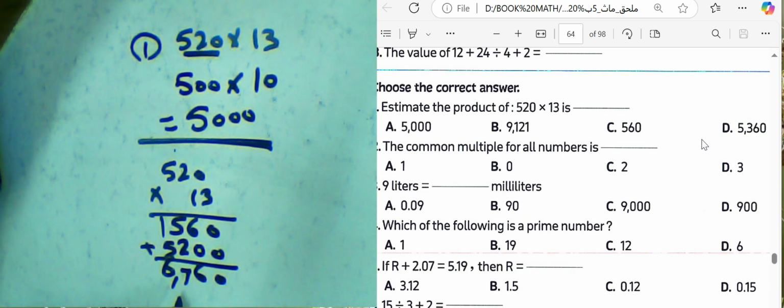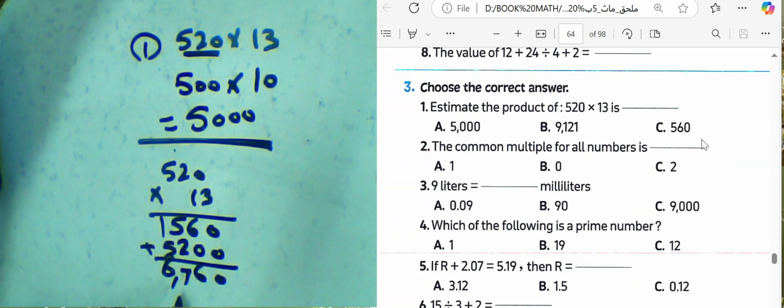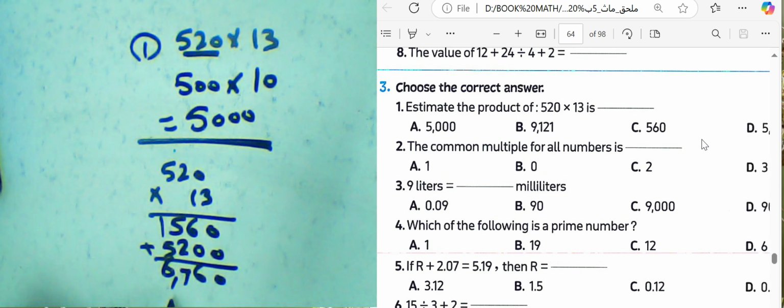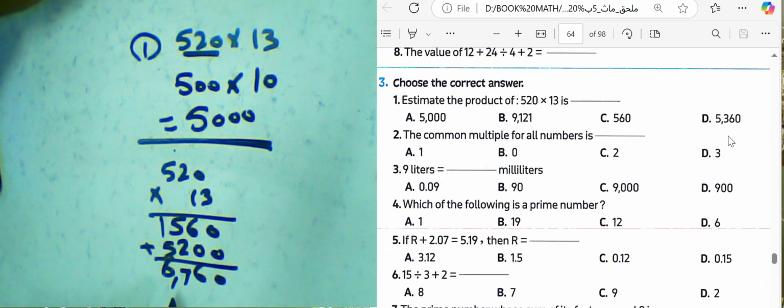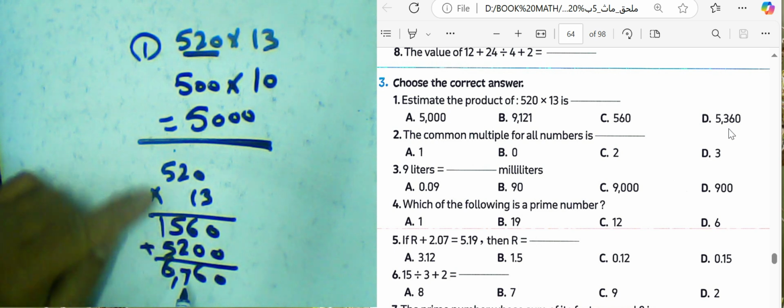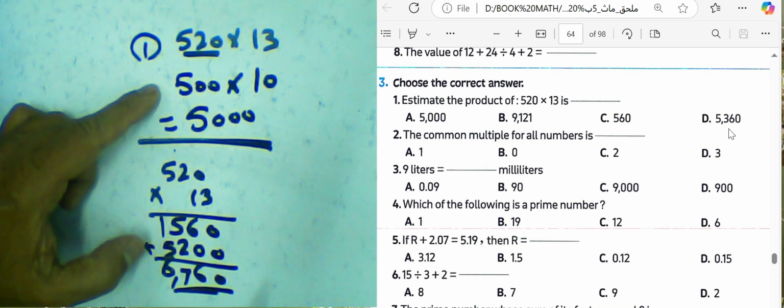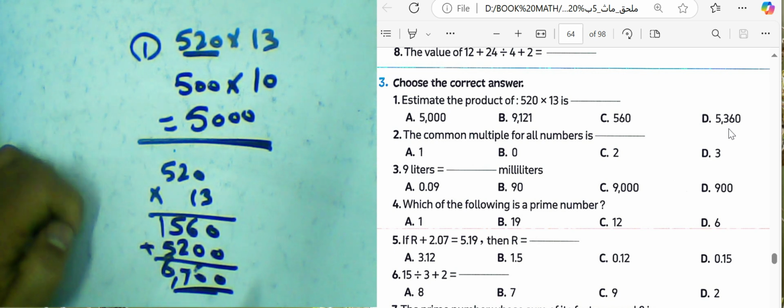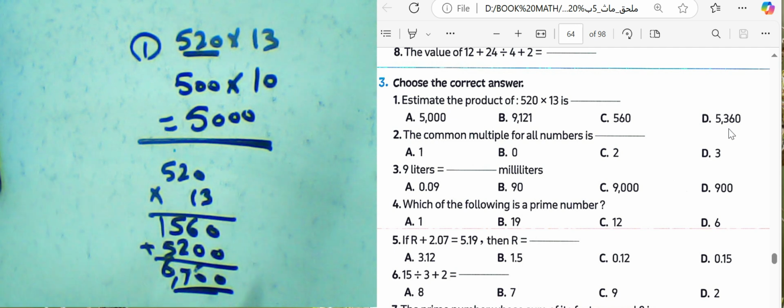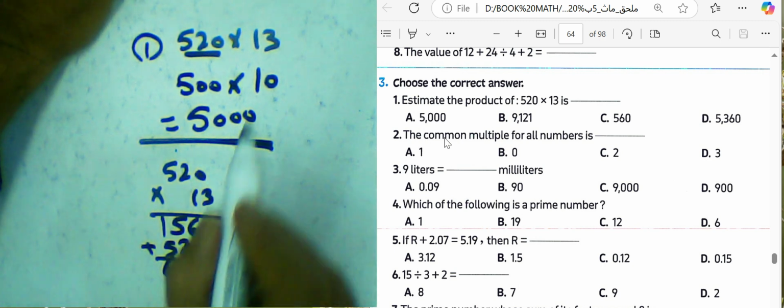500, we need to estimate the product of this number. We can write, we have 520 times 13 again, 3 times 0, 3 times 2, 3 times 5, and write this number and then add together, 5000, and here 6760. Okay, we have here 6000, so the result will be 5000.